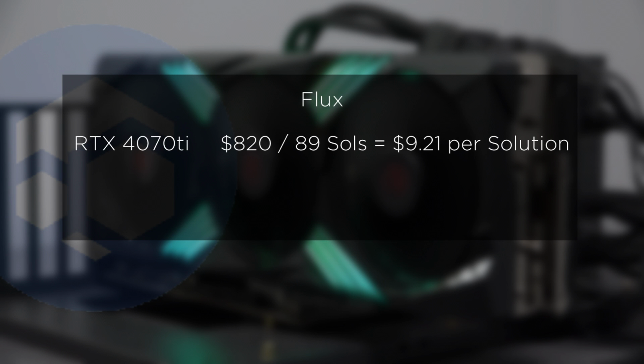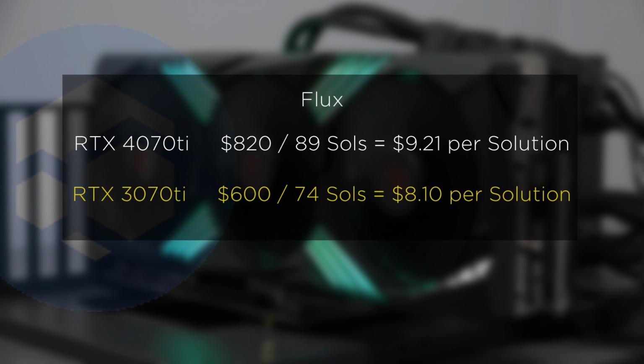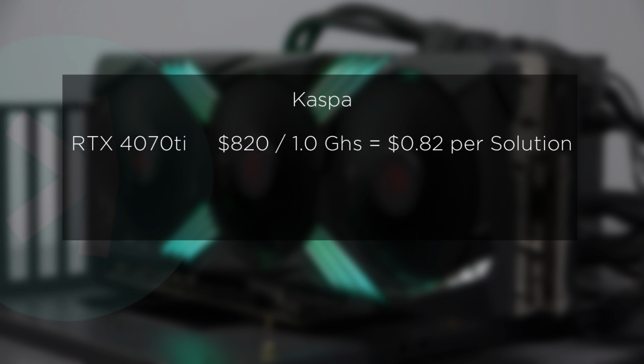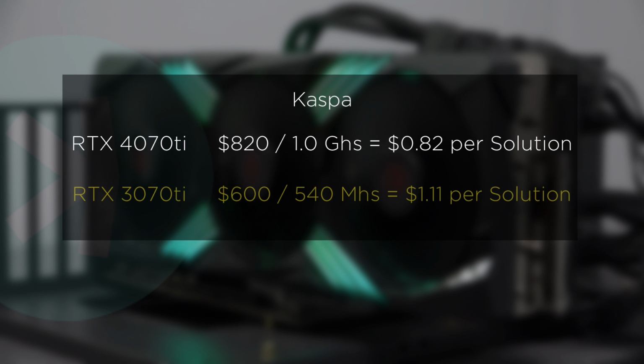Looking at Flux, the 4070 Ti breaks down to $9.21 per solution. The RTX 3070 Ti had come in at $8.10. In this case, the new card falls short, but change the narrative and look at Kaspa. The 4070 Ti's 82 cents per megahash looks pretty good compared to the 3070 Ti's $1.11. I suppose each of us will have to answer the question for ourselves.